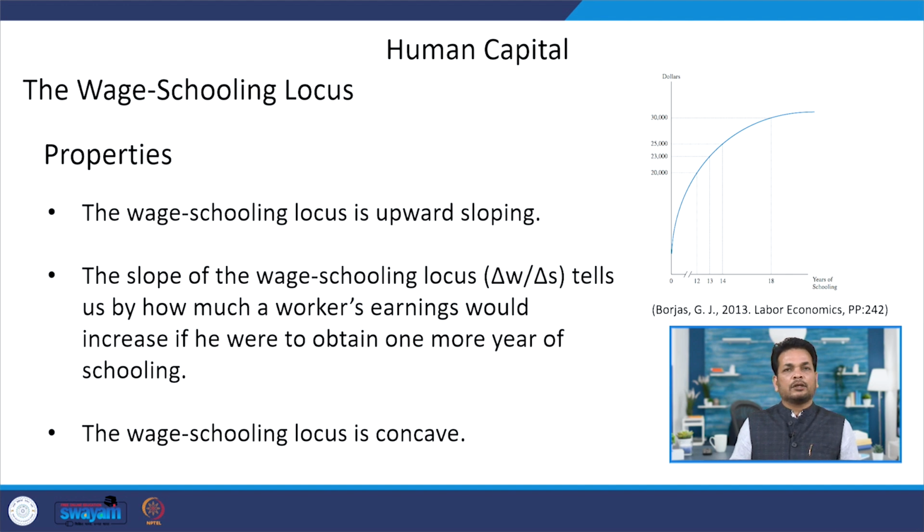Now, if you look at this Wage-Schooling Locus and its properties, first it says that to attract educated workers, the employer must compensate those workers for the cost they incur in acquiring more education. And the slope of this Wage-Schooling Locus is the empirical measure of the rate of return to schooling.